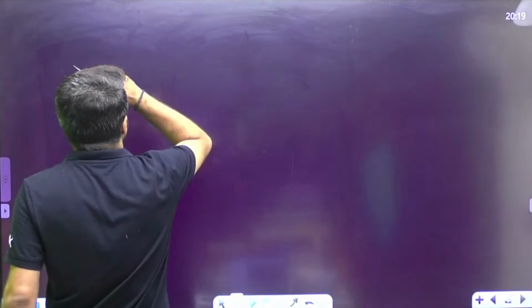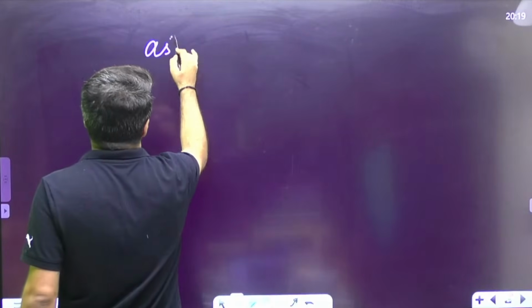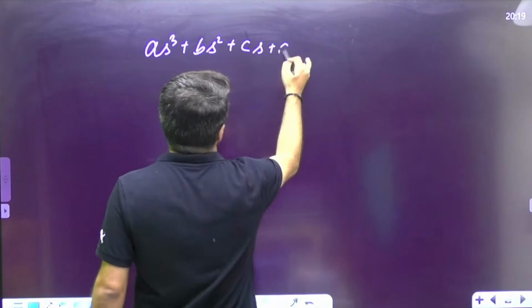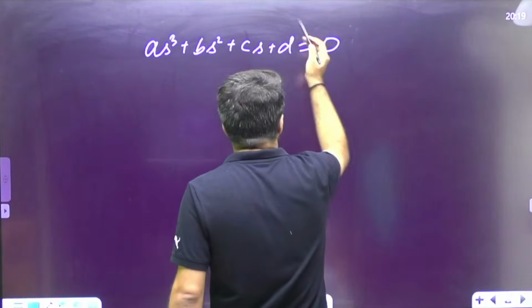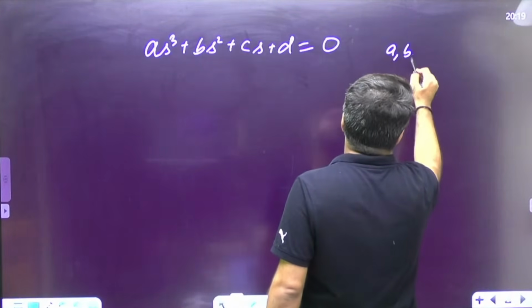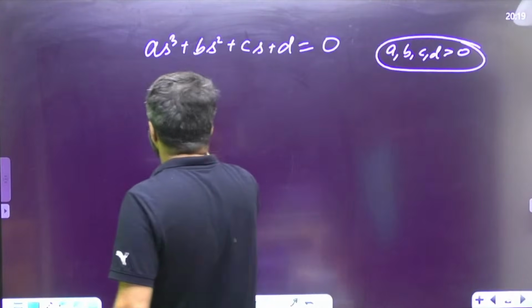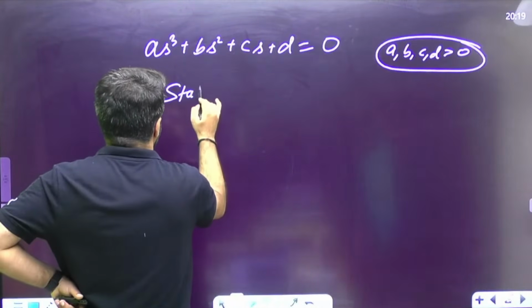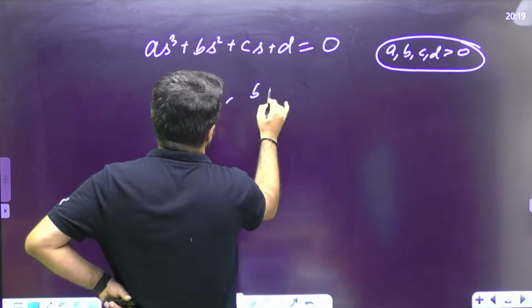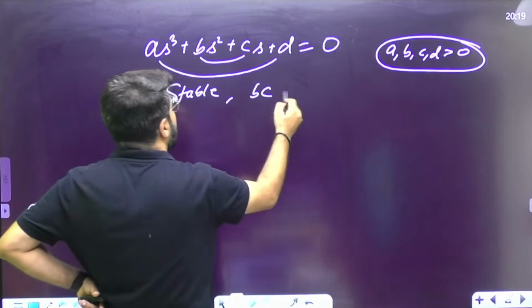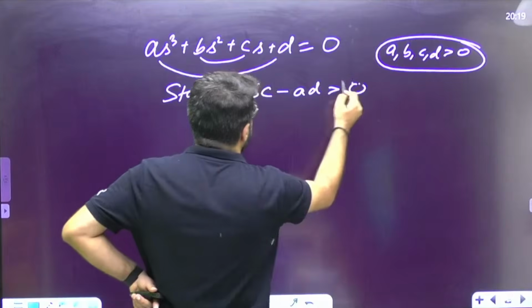Okay, a quick review of this. If you write the characteristic equation as a s cube plus b s square plus c s plus d equal to 0, from Routh theory only, the necessary condition says that all a, b, c, d must be positive, all of the same sign. Then for the system to be stable, I'll call this inner and this outer, inner minus outer: BC minus AD must be positive.